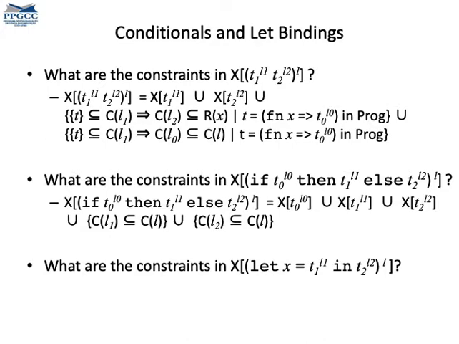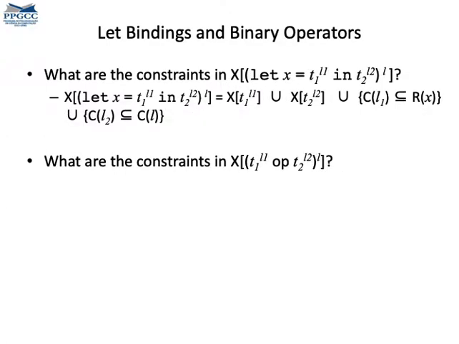Anyways, let's now talk about let expressions. Would you like to think about which constraints we would produce for let expressions? Would you like to stop the video, pick up a piece of paper, and try to write the constraints? That's actually not very complicated compared to applications. Basically, we analyze recursively T2 at L2 and T1 at L1. In addition to this, we need to specify a constraint saying that anything in L1 might be in R of x, and anything in C of L2 might be in C of L.